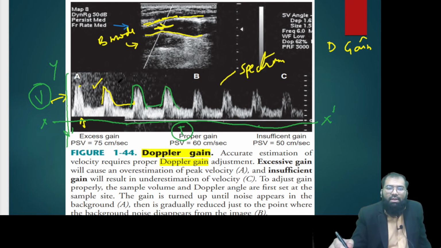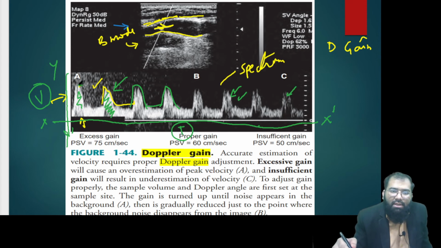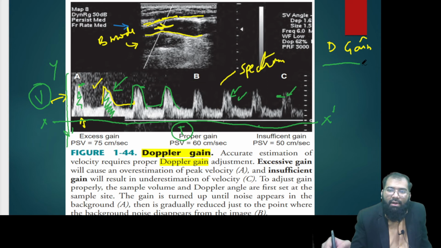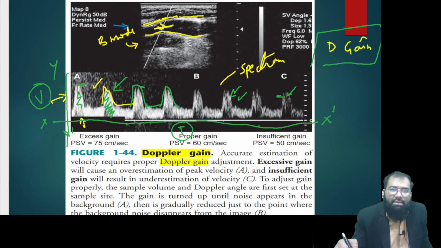Now if you see here, you are able to see that the waveforms are dark and the velocities are intermingled, so you have got mixed velocities. But if you look here, in this area the spectrum is good, here the spectrum is not good. Plus you see the peak velocity here is different from the peak velocity here and here. Why is this so? Because of different D gain or Doppler gain. Excessive Doppler gain is seen like this. So this is an example of excessive Doppler gain, A.